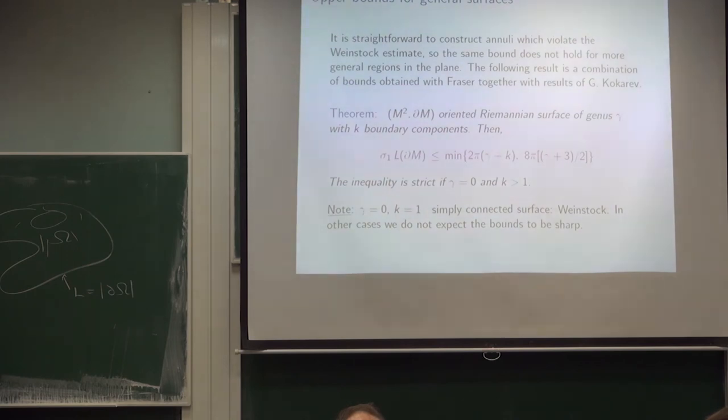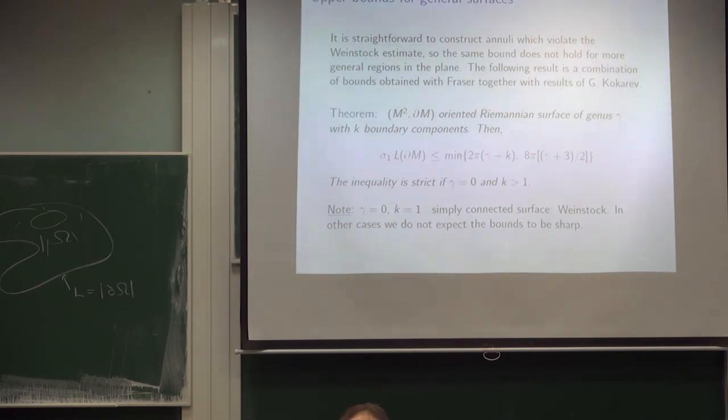In fact, this work I'm talking about is a joint work with Ilana Fraser. So she and I gave an upper bound, which is this first one. And then a few years later, Kokarev gave an upper bound, which is this one. Kokarev's bound uses Hersch-type arguments. It's related to conformal maps to the two-sphere. And so the difference is that the Kokarev bound doesn't depend on k. So here the genus is gamma, and k is the number of boundary components.